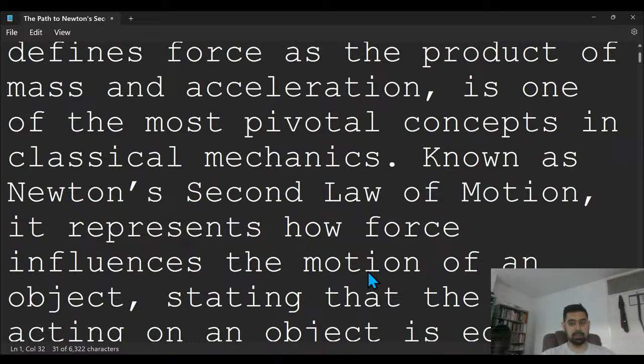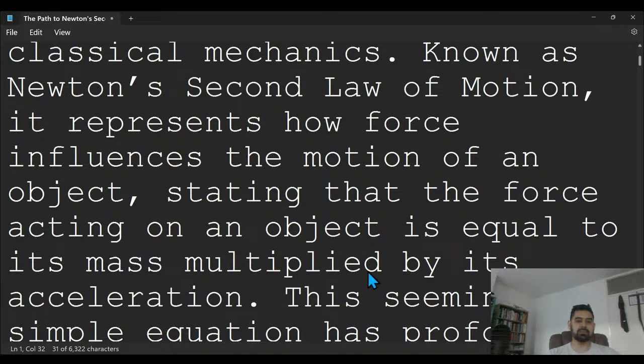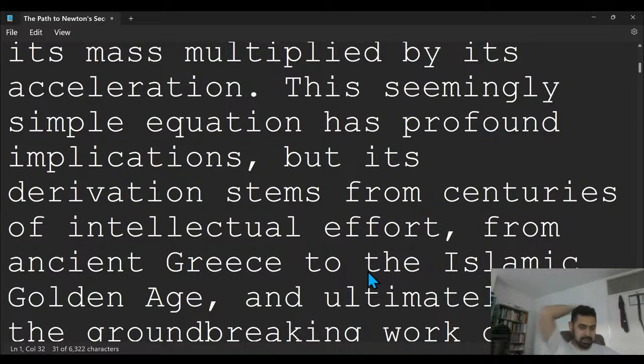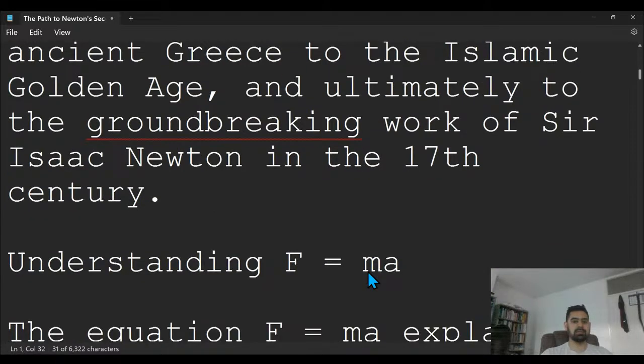Stating that the force acting on an object is equal to its mass multiplied by its acceleration. This seemingly simple equation has profound implications, as its derivation stems from centuries of intellectual effort, from ancient Greece to the Islamic Golden Age, and ultimately to the groundbreaking work of Sir Isaac Newton in the 17th century, which is the 1600s.